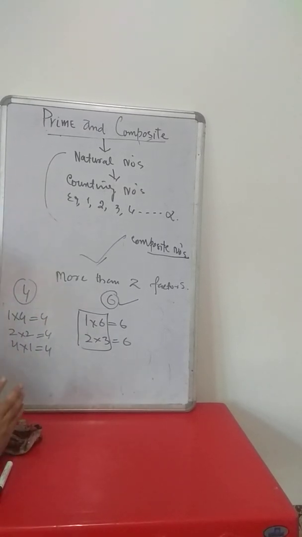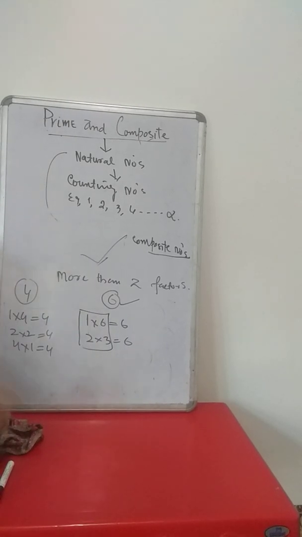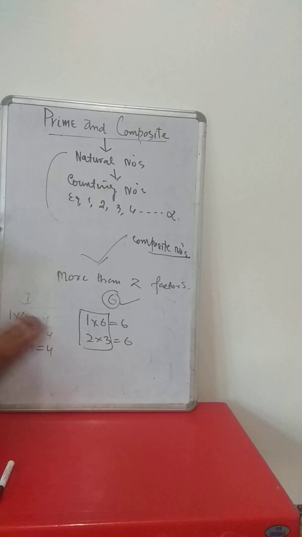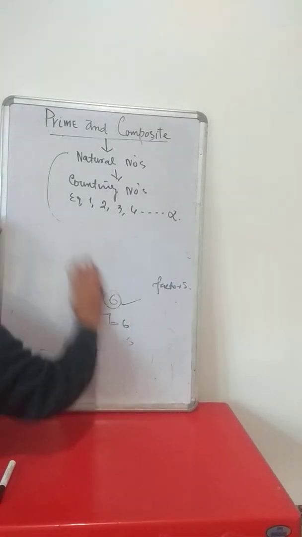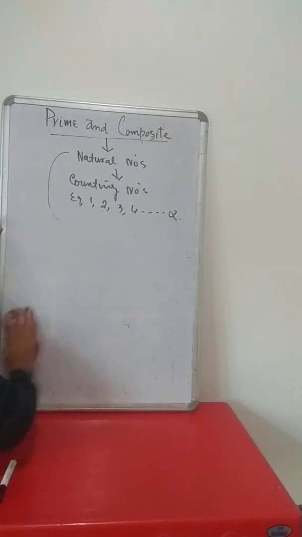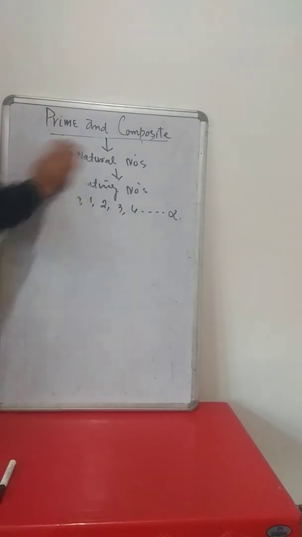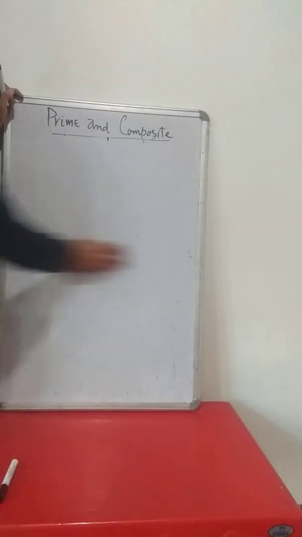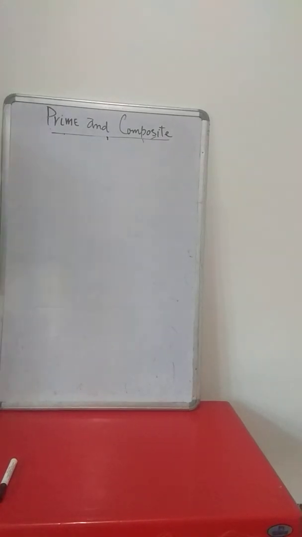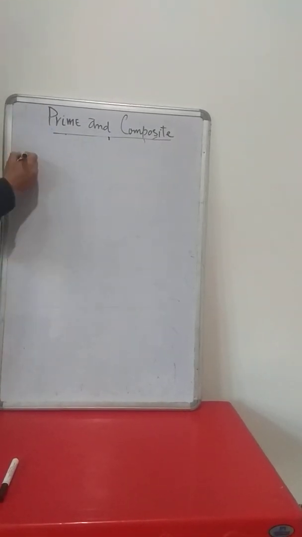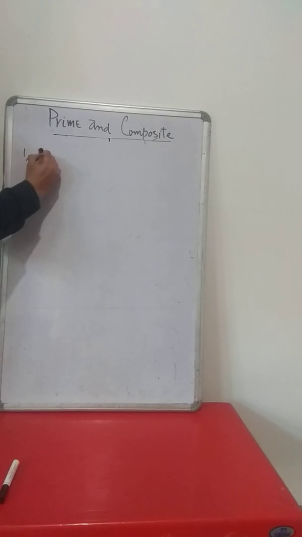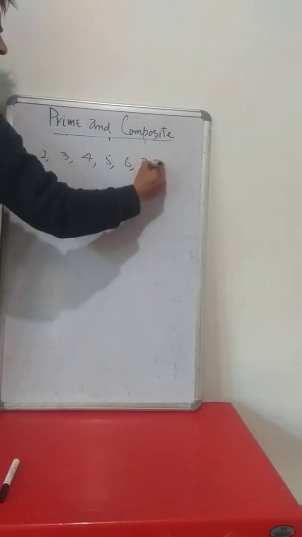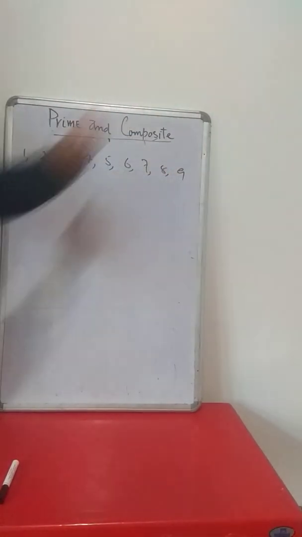Now what do we have to remember? Composite numbers are the numbers having more than 2 factors. Those with more than 2 factors are called composite numbers. Prime numbers only have 2 factors, one and the number itself. Now students, if I write some numbers here, for example 1, 2, 3, 4, 5, 6, 7, 8, 9.